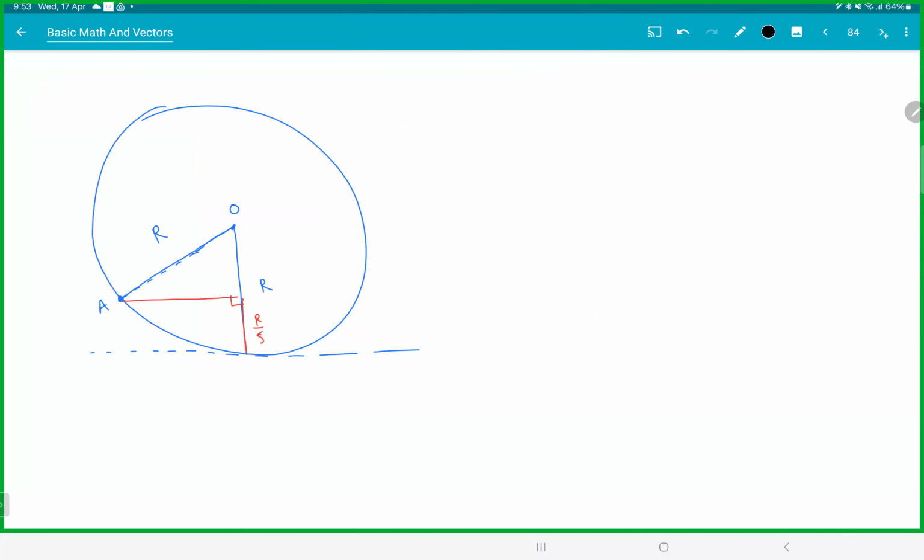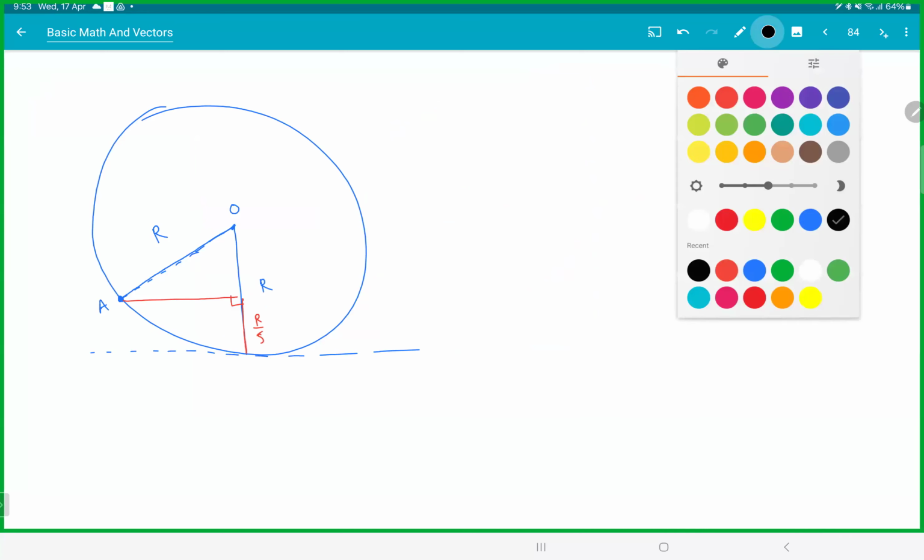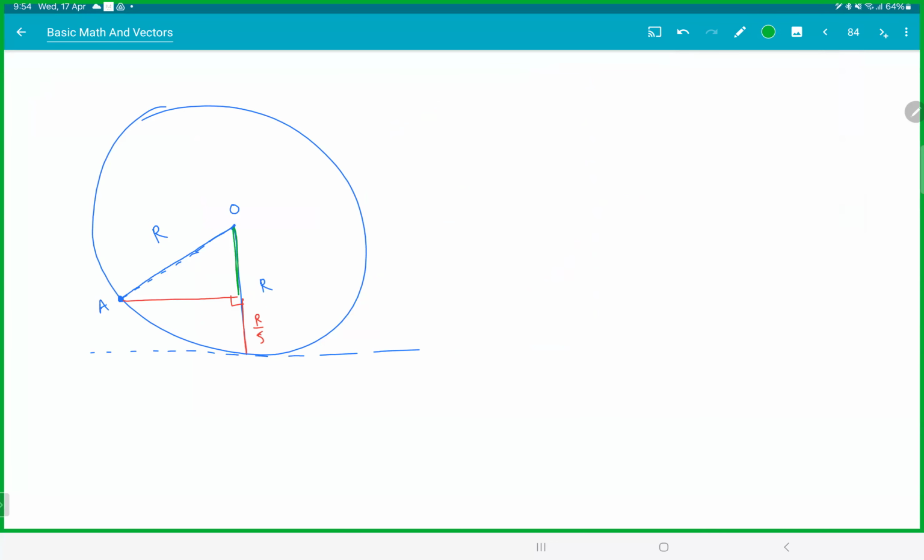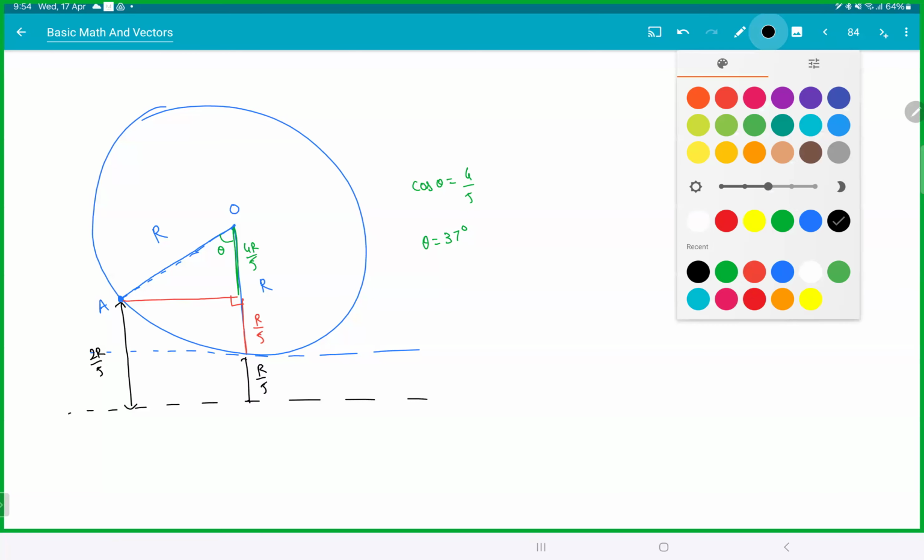I think now you will get it. If that is r by 5, this guy will be 4r by 5. And this angle theta would be cos theta, adjacent side by hypotenuse, 4 by 5. 37 degrees now. Now you will get it. So from the ground, this is 2r by 5. This is r by 5. So the balance should be r by 5 only. Clear with the diagram? So then you're done with the question, right?